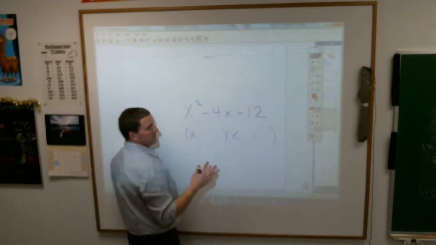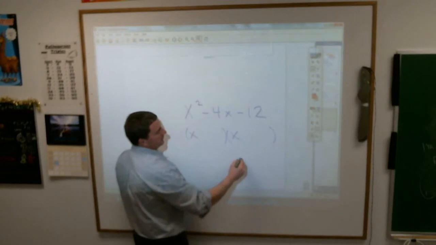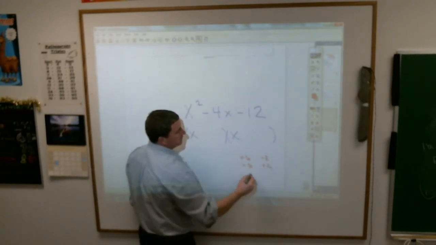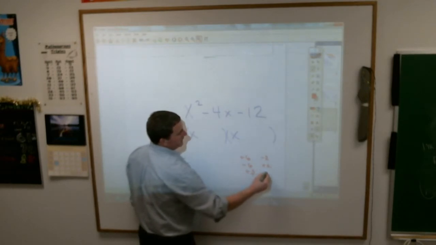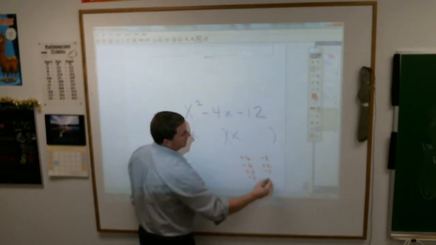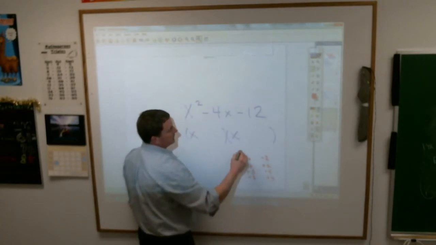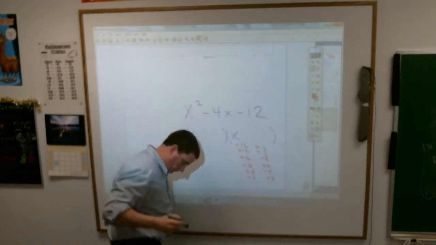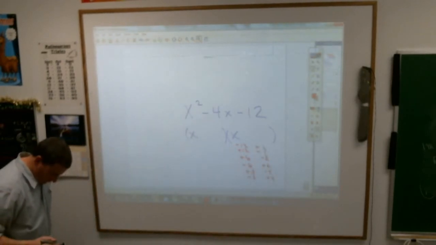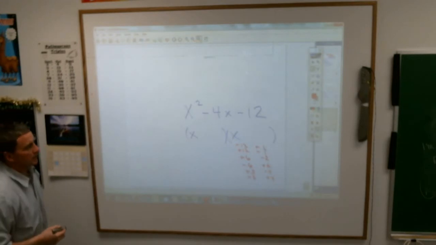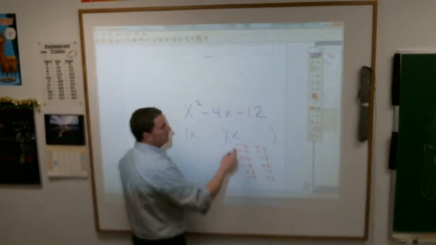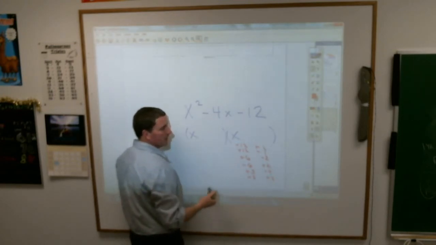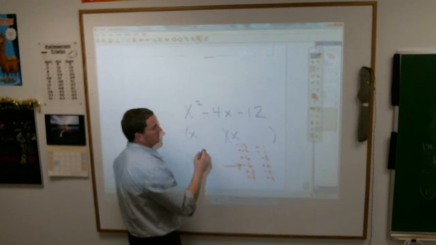Okay, it's a minus 12, so the signs have to be opposite. You could have a positive 6 and a negative 2, negative 6, positive 2, positive 3, negative 4, negative 3, positive 4, positive 12, negative 1, negative 12, plus 1. Only one of these combinations will give you a minus 4. Which one gives you the minus 4, Josh? Negative 6 plus 2.